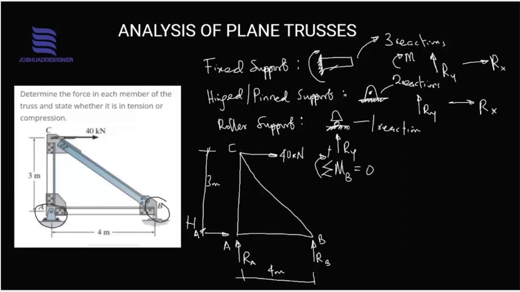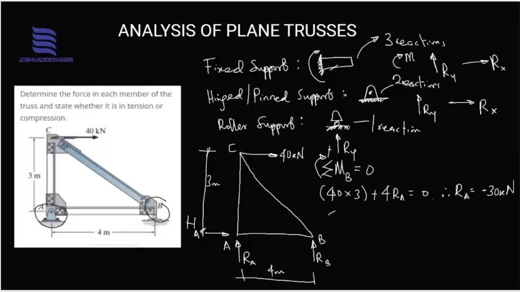So we have 40 multiplied by 3, because we are coming back to point B, which is positive, plus RA multiplied by 4, equals 0. So from this we can obtain the value of RA to be minus 30 kilonewton, meaning that the direction of RA, as we have assumed now, will be in the opposite.